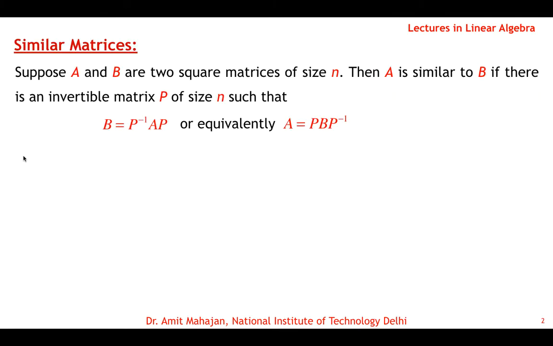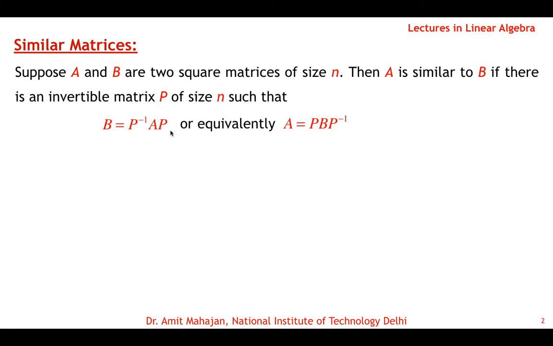Suppose A and B are two square matrices of the same size n. Then we say that A is similar to matrix B if there is an invertible matrix P of size n such that we can write B equals P inverse AP, or equivalently A is written as P B P inverse. So the two matrices A and B of the same size, we call A similar to B if there is an invertible matrix such that B can be written as P inverse AP.